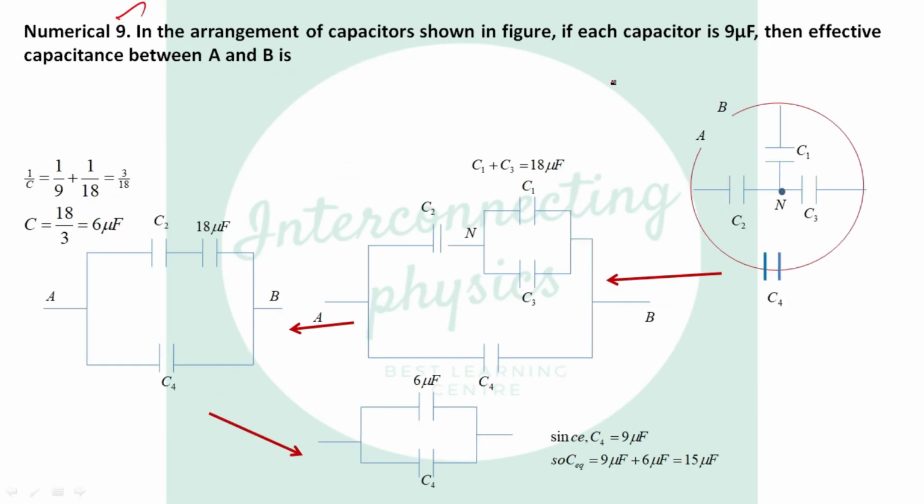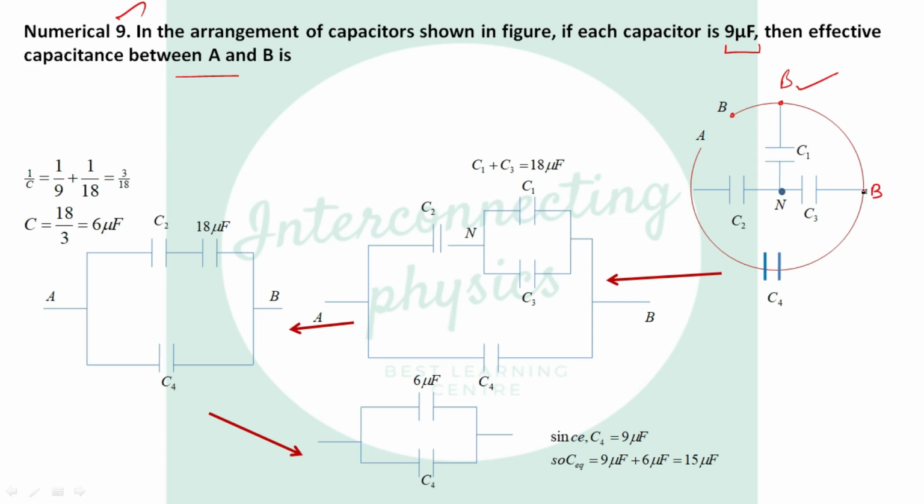Problem 9. In the arrangement of capacitors shown in this diagram, if each capacitor is 9 microfarad, then what will be the effective capacitance between points A and B? Let us again understand. This is also a problem based upon wire connection. If this is point B, then this will be B. Why? Because there is no element present over here, so there will be no potential drop. And here to here, again point B will come here because there is no element present, so there will be no potential drop.